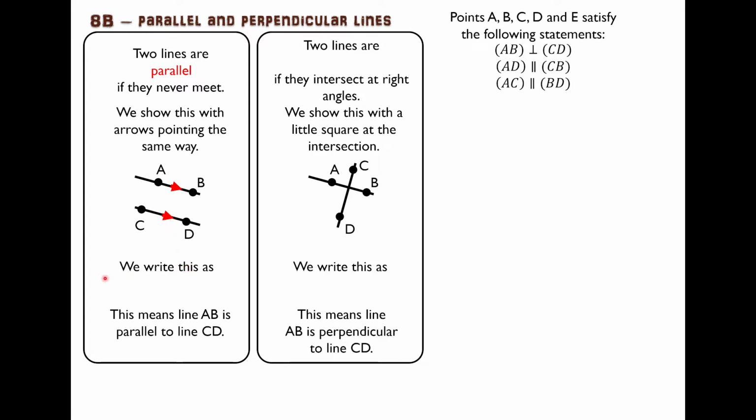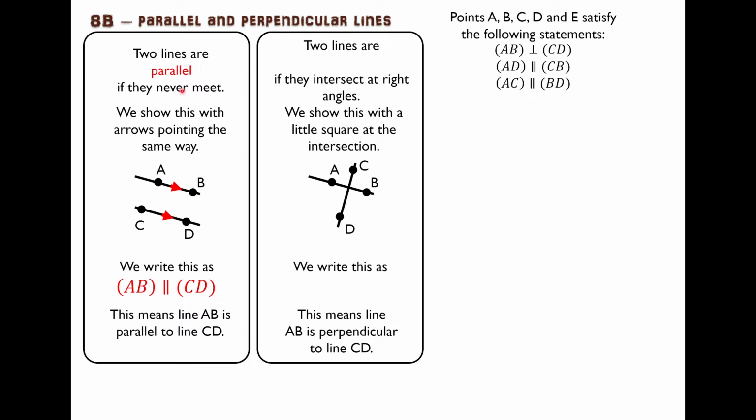Sometimes it's handy to be able to write this, to communicate this to another mathematician. We could say it in words as the line from A to B is parallel to the line from C to D, but that gets very annoying very quickly. So we can write this as the line AB is parallel to, these two lines mean "is parallel to", the line CD. So that's how a mathematician will read that. Line AB is parallel to line CD.